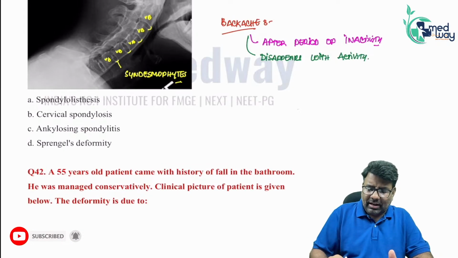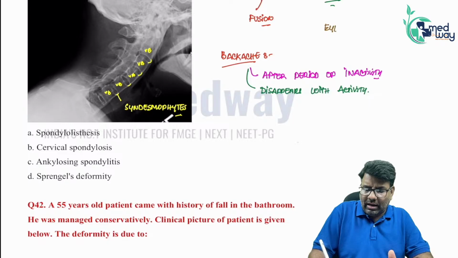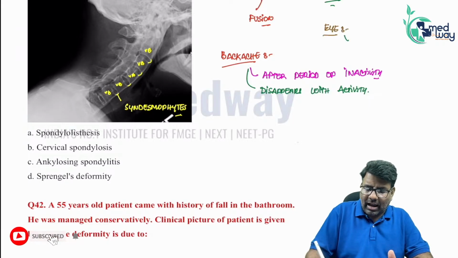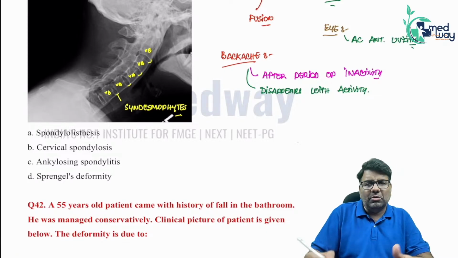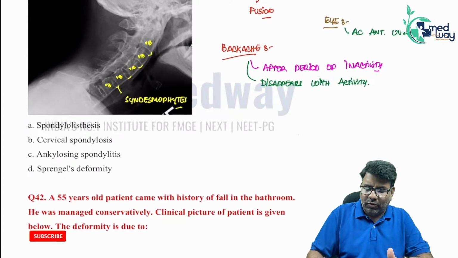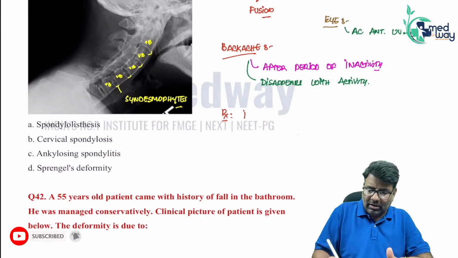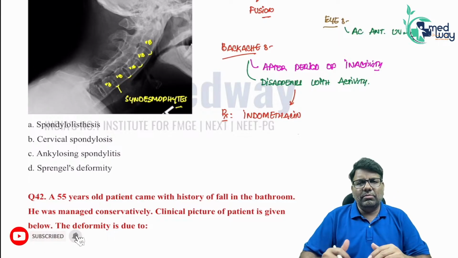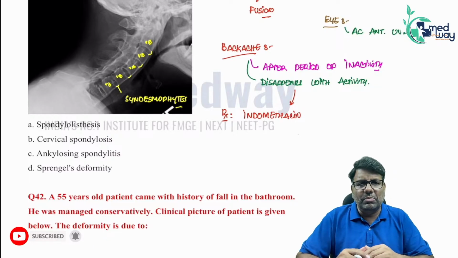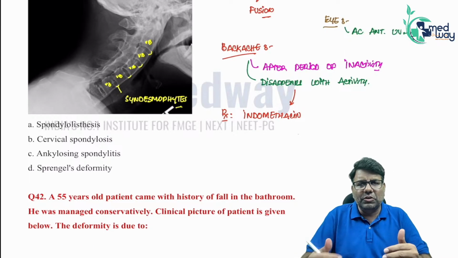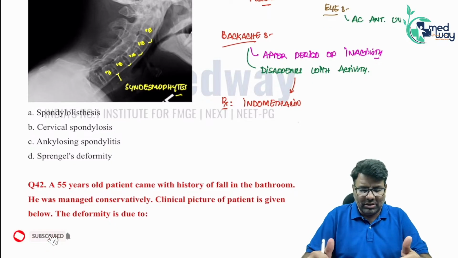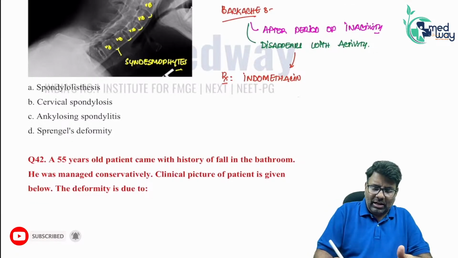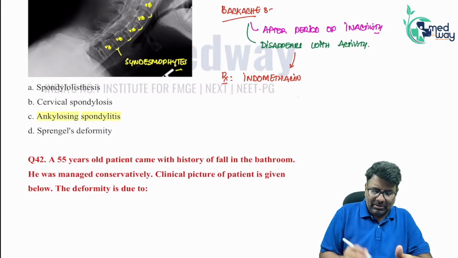And apart from this, there can be involvement of the eye. The person can have acute anterior uveitis, and the patient can present with a red, painful eye. Treatment-wise, we can give indomethacin for the backache, right? It has a very good effect, and eventually there is fusion of the vertebral bodies. So we tell the patient to do physiotherapy, chest physiotherapy, because that is what we can do. Otherwise, there is no specific treatment for this condition. So the answer is ankylosing spondylitis.